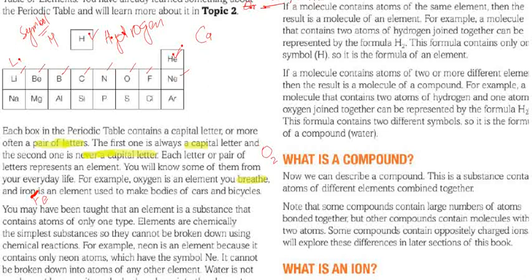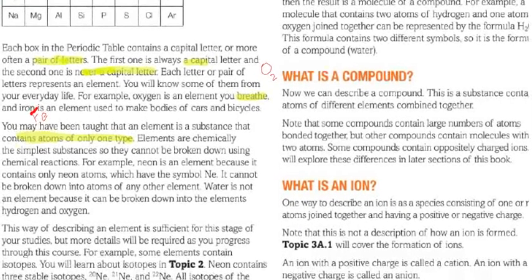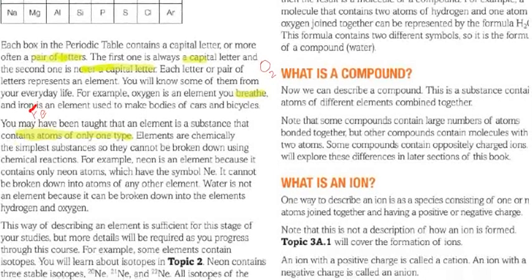You may have been taught that an element is a substance that contains atoms of only one type. As I have already told you, it contains atoms of one type. Elements are chemically the simplest substances, so they cannot be broken down using chemical reactions. This can be the introduction and definition of elements.